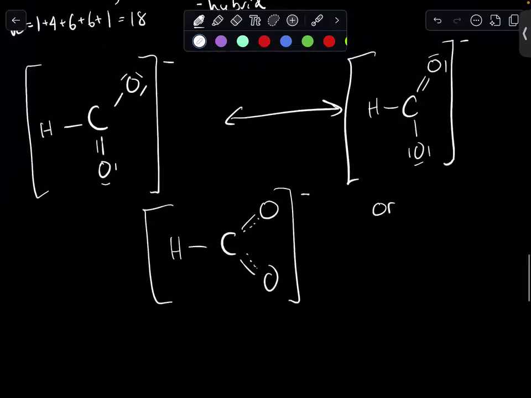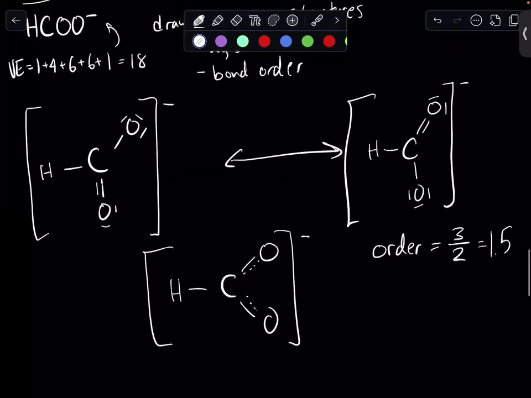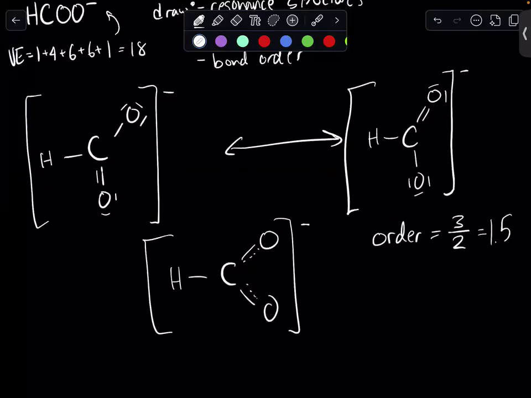Lastly, we're going to go over bond order. There are 3 possible bonds over 2 resonance bonds, so it's a bond order of 1.5. So hopefully you were able to follow along and do this yourself. Hopefully this helps you learn a little bit more about resonance structures, and have a great day.